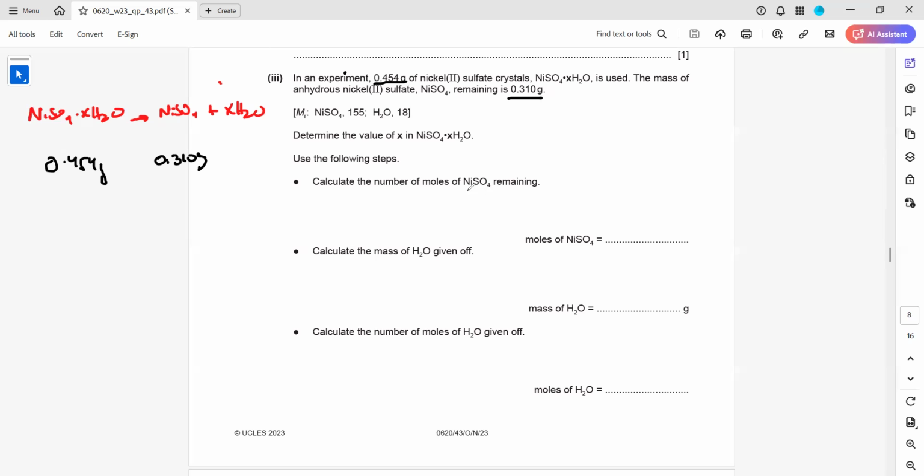Now calculate the number of moles of nickel sulfate remaining. How to get the moles of nickel sulfate? 0.31 is remaining. So 0.310 divided by the molar mass 155. So you divide by 155. If you see the trend, this was a question in October 24, and now it's the same again.